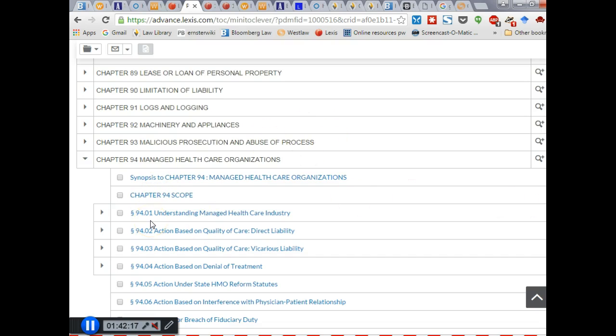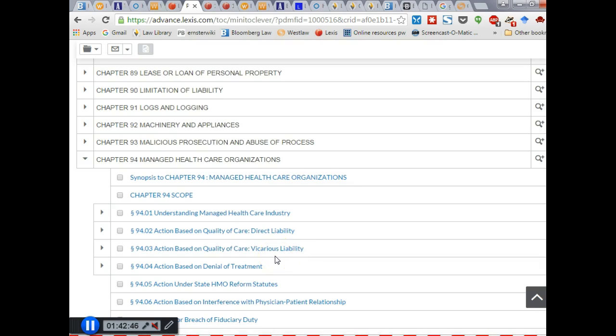And then I see all the sections. So we just learned the term managed healthcare. So maybe I want to read this section 94.01, understanding the industry. If I'm going to be suing them, I should know about the industry. Direct liability, vicarious, I'm not sure which I want. Well, look at that. We were looking at action based on quality of care, vicarious liability. I'm not even sure if that's relevant to us. I'd have to read the section. But look at this next one.